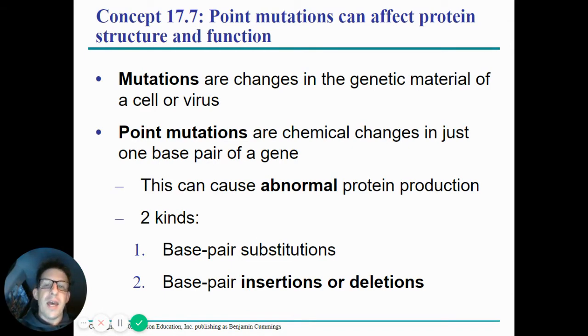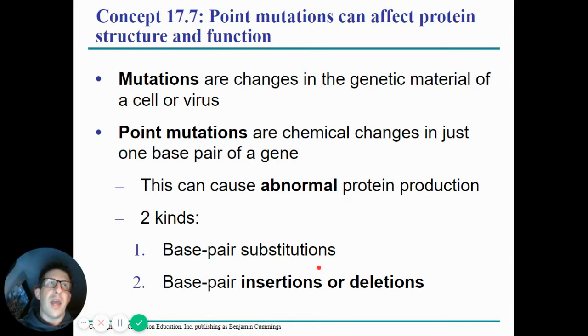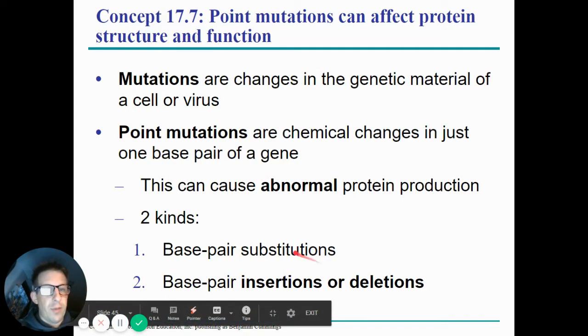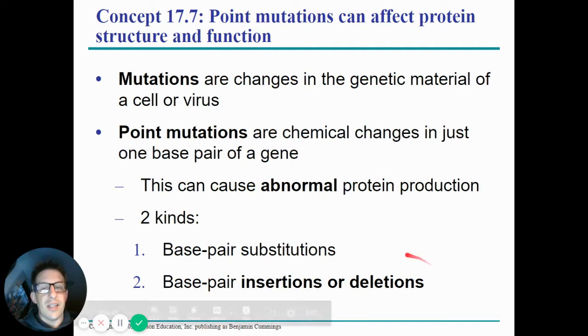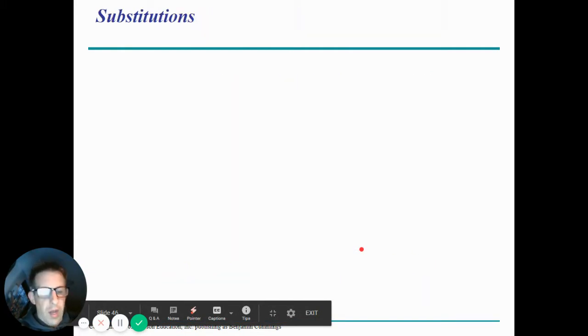These point mutations manifest in a couple of different ways. There's something called a base pair substitution. Base pair substitution is nothing more than you had one letter and you switched it out for another one, or the mutation happened to switch it out for another one that might have been different. Base pair insertions or deletions are the other kind. Base pair insertions or deletions can oftentimes be much more devastating than base pair substitutions, and we'll talk about why as we go through.